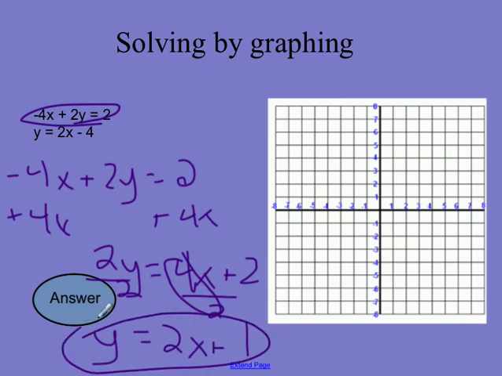So I'm going to leave it to you guys to graph this equation and graph this equation and see where they cross, if they do cross.